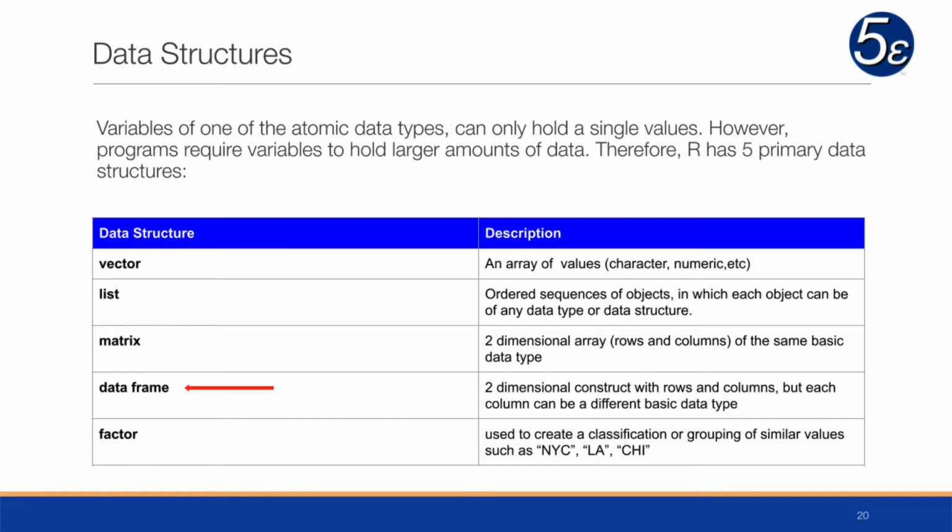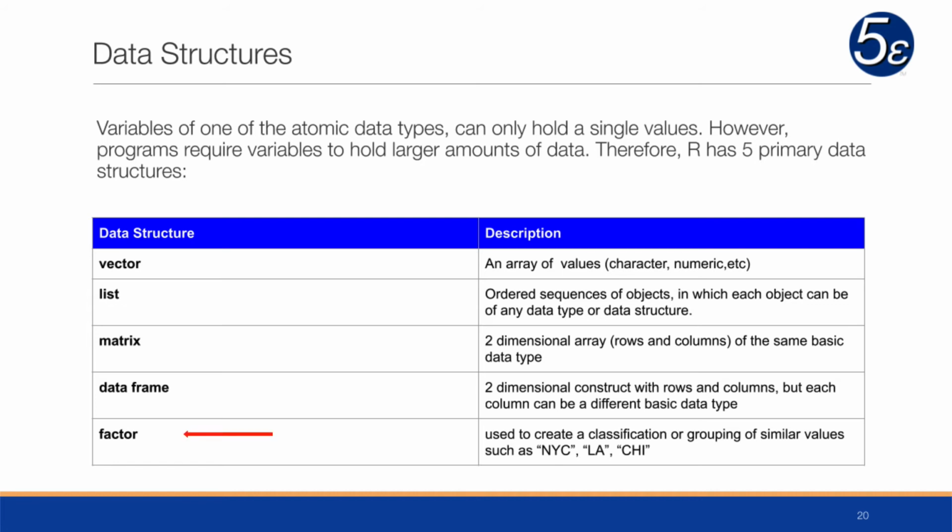A data frame, which you'd be familiar with if you remember in Excel, we have our worksheets. It's a 2-dimensional construct with rows and columns, but each column can be a different basic data type. So if you consider a worksheet in Excel, you would have multiple rows and each column could be a different data type. One could be a character string of a person's name, first name, let's say, another column for last name, another one for grade, and so forth.